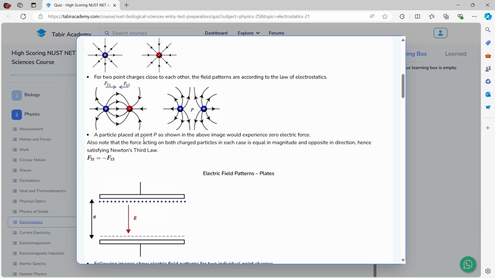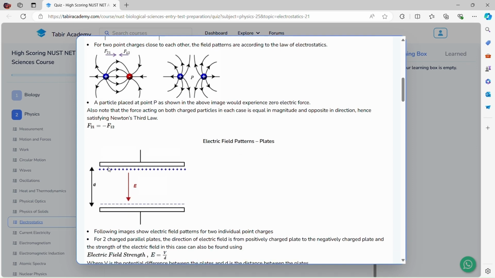A particle placed at point P as shown in the above image would experience zero electric force. Also note that the force acting on both charged particles in each case is equal in magnitude and opposite in direction, hence satisfying Newton's third law. F21 equals negative F12.